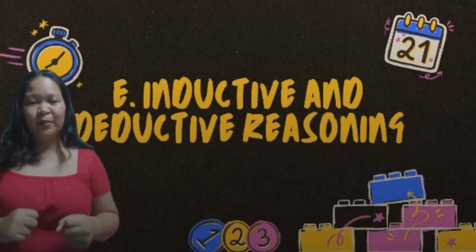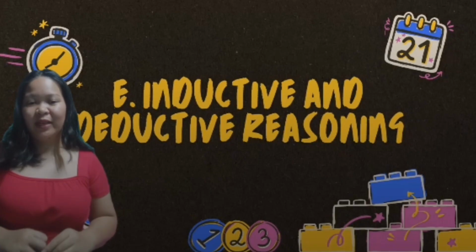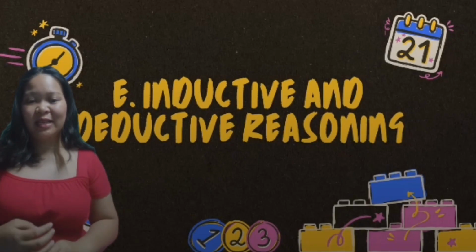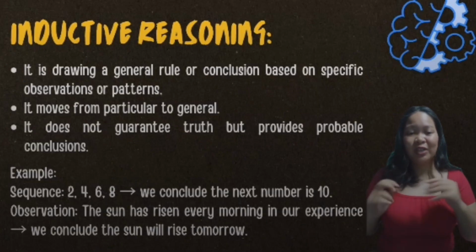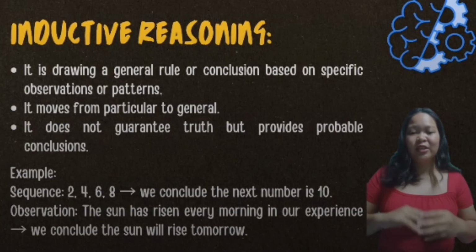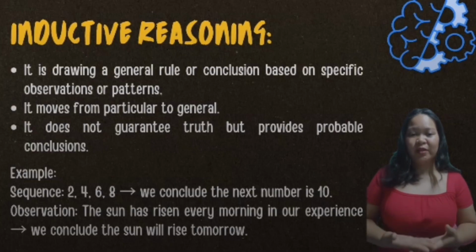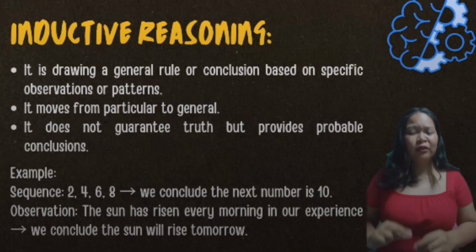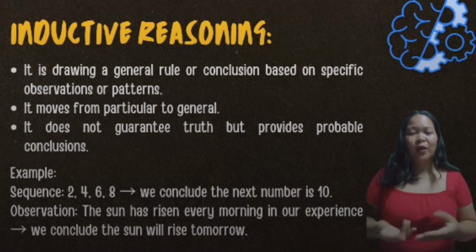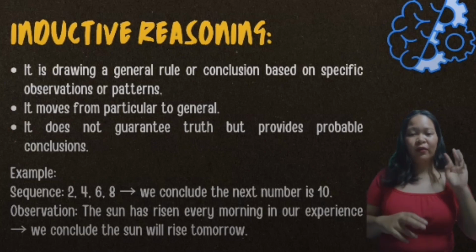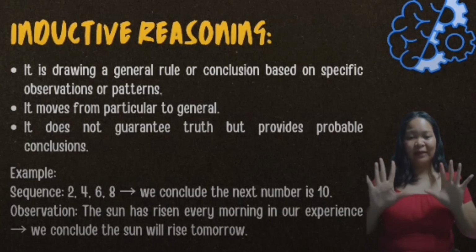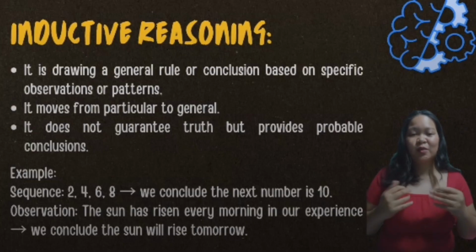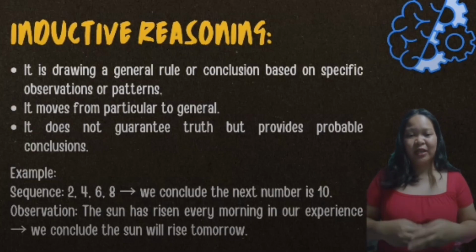Now let's discuss the two important reasoning methods we use in problem solving. First is inductive reasoning and second is deductive reasoning. Inductive reasoning is drawing a general rule or conclusion based on specific observations or patterns. It moves from particular to general. For example, we see the number sequence 2, 4, 6, and 8. We might conclude that the next number will be 10. Another example, the sun has risen every morning that we've experienced, so we conclude it will rise again tomorrow.